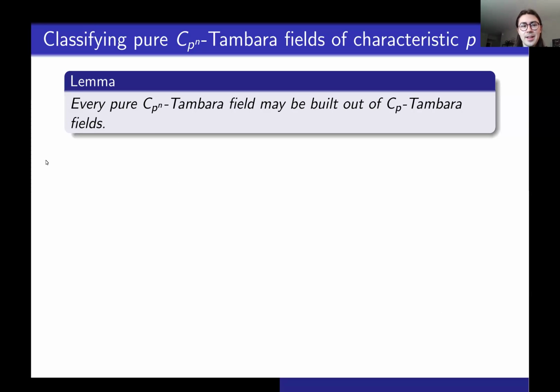Okay, towards classifying pure CP to the n Tambara fields of characteristic P. The first thing that we can observe is that you can actually build all of these just out of CP Tambara fields in a relatively straightforward way. And this is actually, I think, true quite a lot more generally. We didn't really need the pureness, and I think this works just on the level of Tambara functors. We didn't need pureness and we didn't need the characteristic p-ness. But at least the way that it's built up feels a little bit more graspable in the pure characteristic p case, I suppose. But I won't get too much into this. I'll hand wave this part.